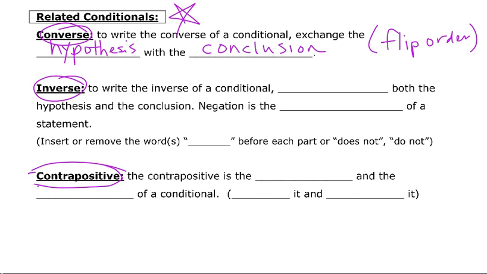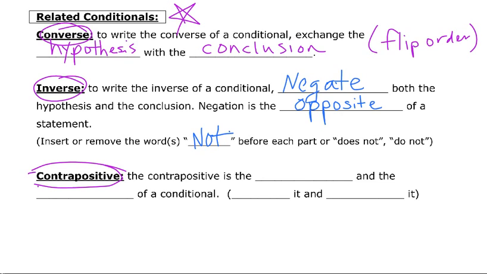For the inverse, we need to negate both the hypothesis and the conclusion. And what negation means is you're doing the opposite of the statement. So if there are any words, you need to remove the word not before each part, or does not, or do not, or you need to insert it if it doesn't already have it there to mean that it is the opposite of that part. So if it says, if it is raining, then you would say, if it is not raining.